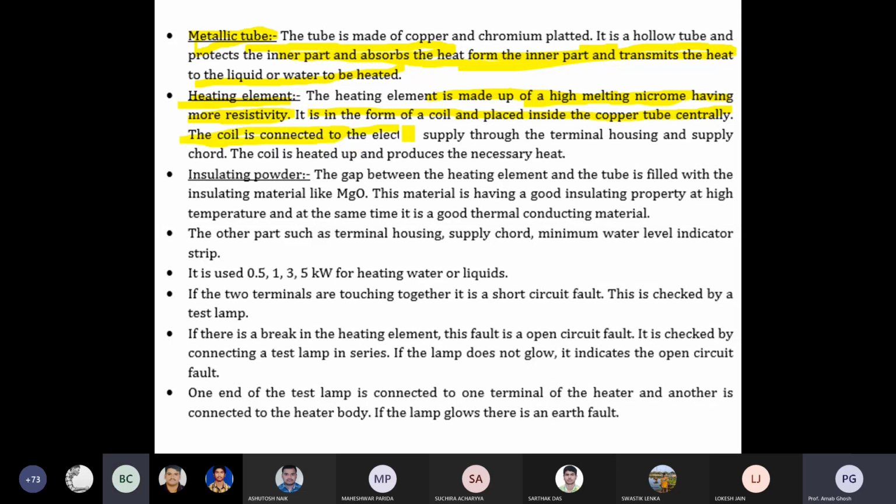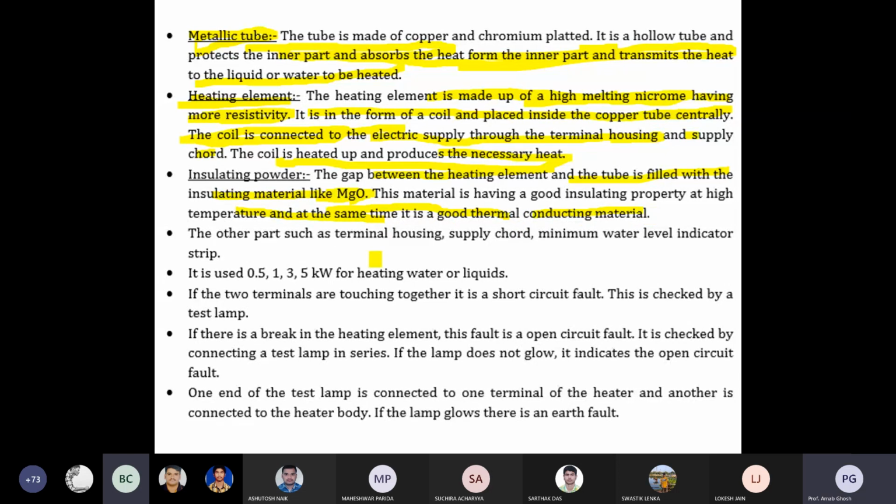The coil is connected to the electric supply through the terminal housing and the supply cord. The coil is heated up and produces the necessary heat. Insulating powder: the gap between the heating element and the tube is filled with an insulating material like MgO. That material has good insulating property at high temperature and at the same time is a good thermal conducting material.